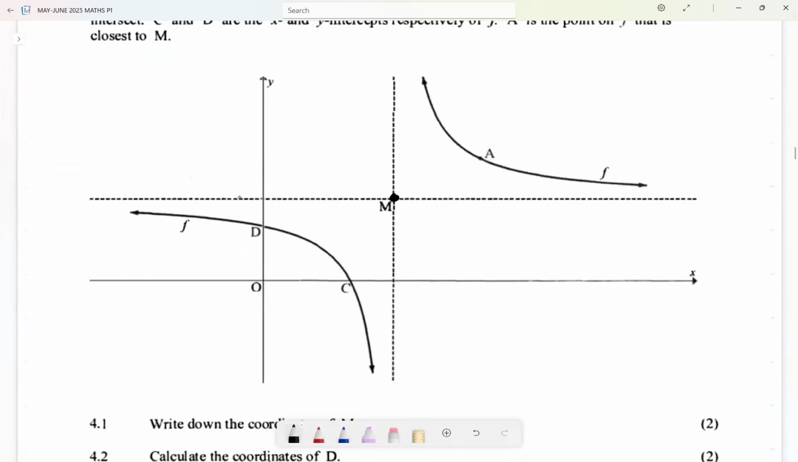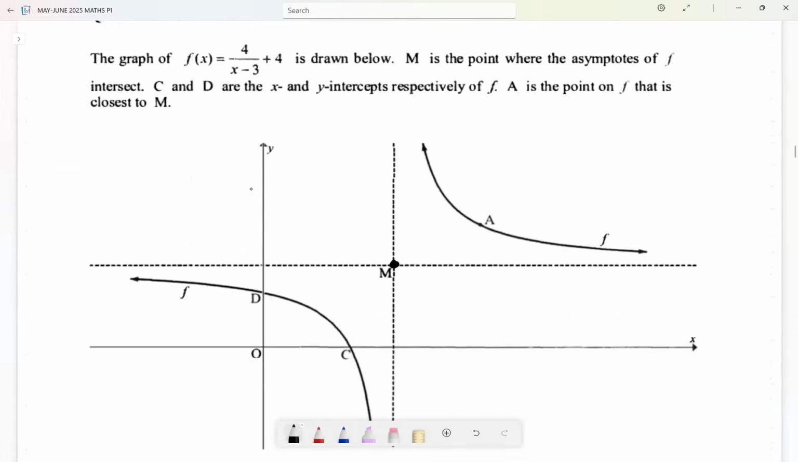And I can easily find that point. How? Because I have the equations of the asymptotes, which are x equal to 3 and y equal to 4. So if x is equal to 3 here and y is equal to 4 here, they intersect here. So the coordinates of m will be 3 and 4.